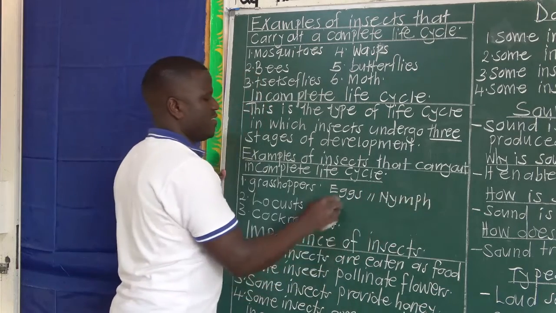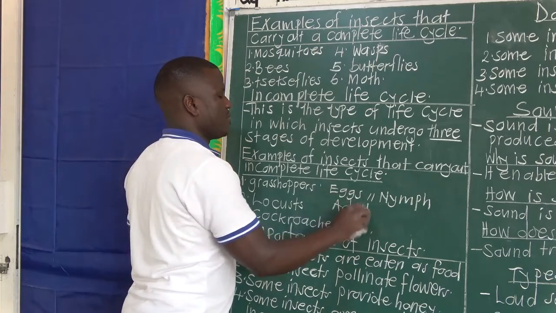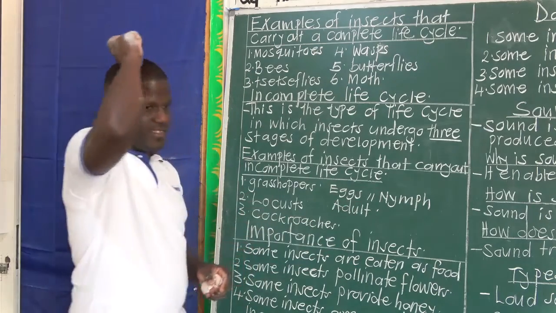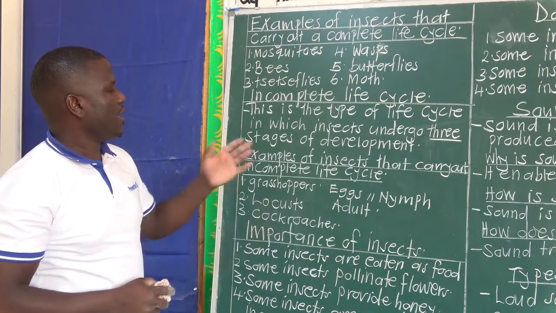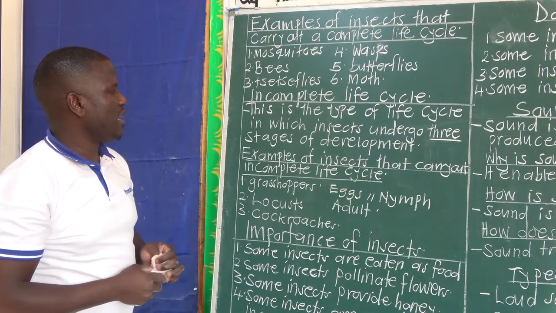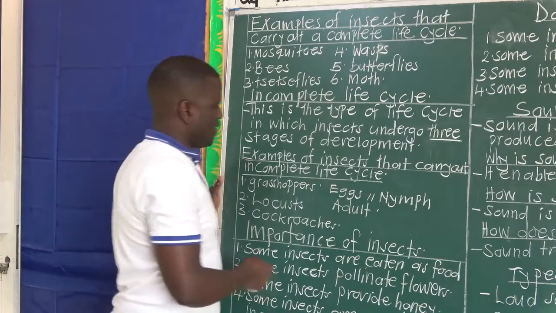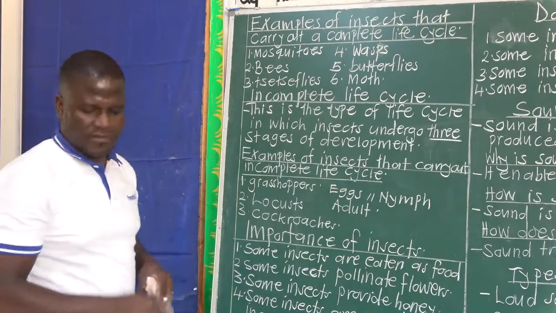Then the third stage is adult. So we have eggs, nymph, then adult. Those are the 3 stages of development in insects which carry out incomplete life cycle. We have examples of insects which carry out incomplete life cycle.